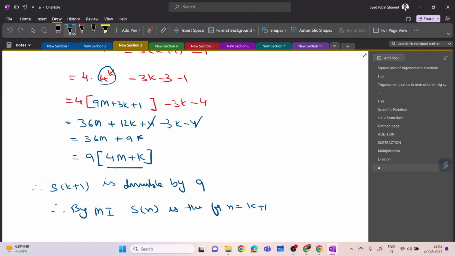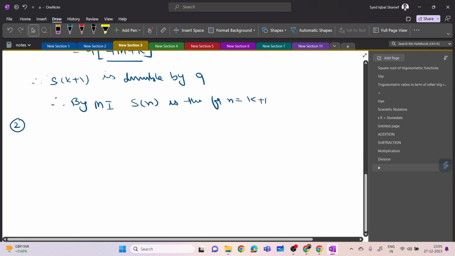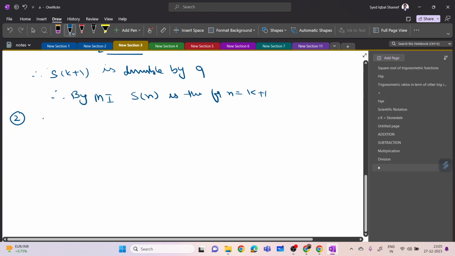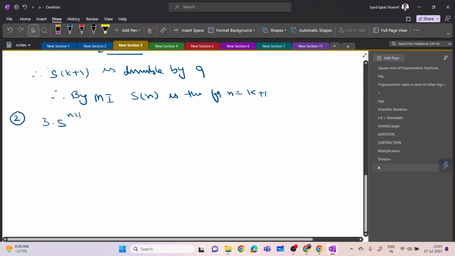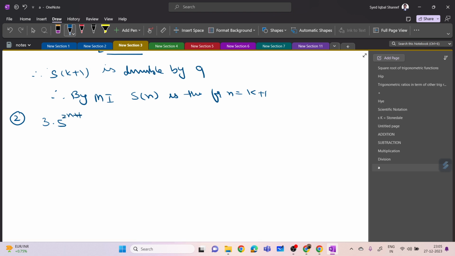So, one more problem of the same type. Prove that 3 into 5 to the power of 2n plus 1 plus 2 to the power of 3n plus 1 is divisible by 17.